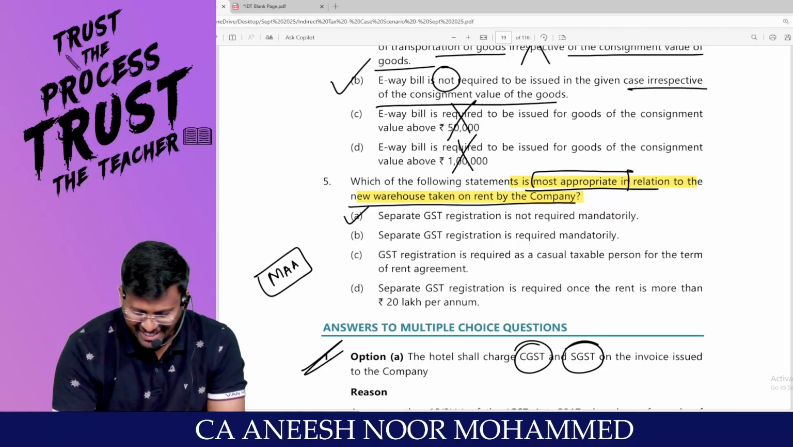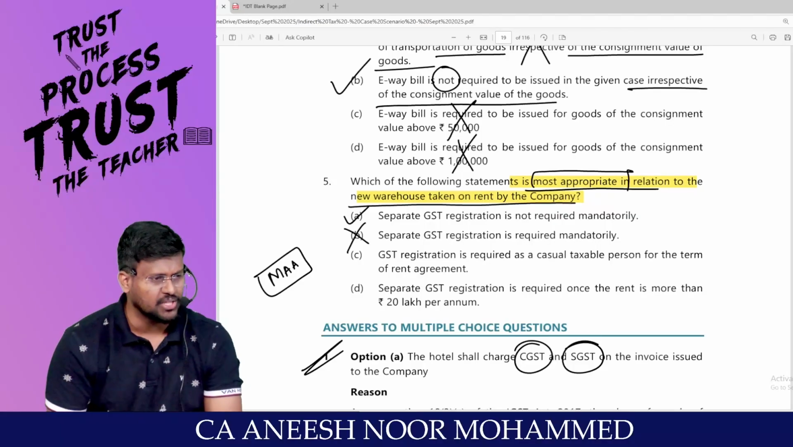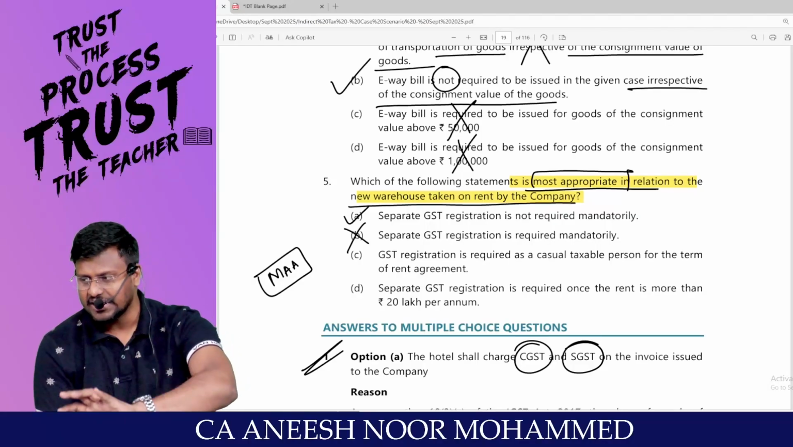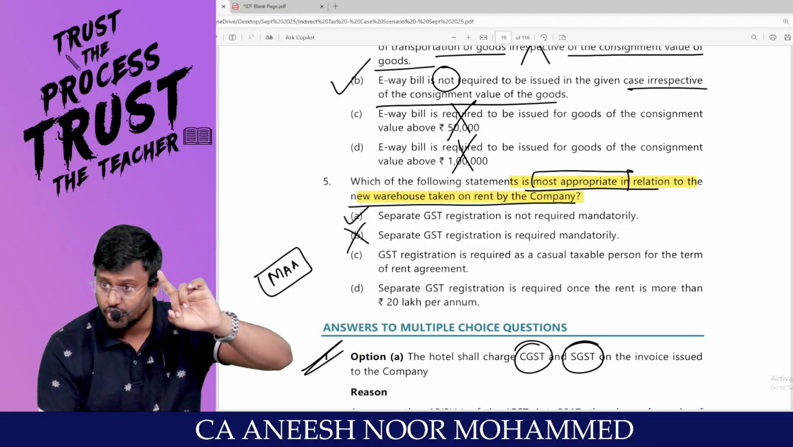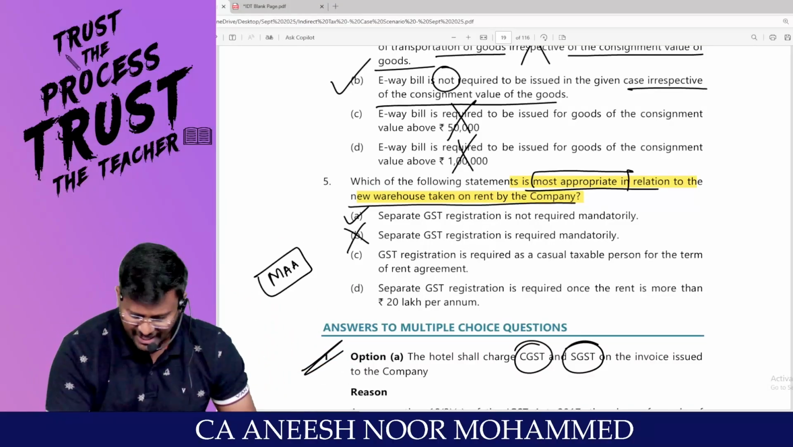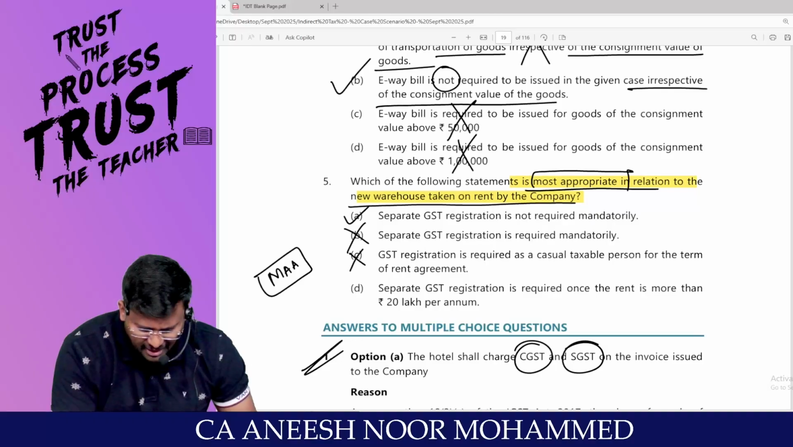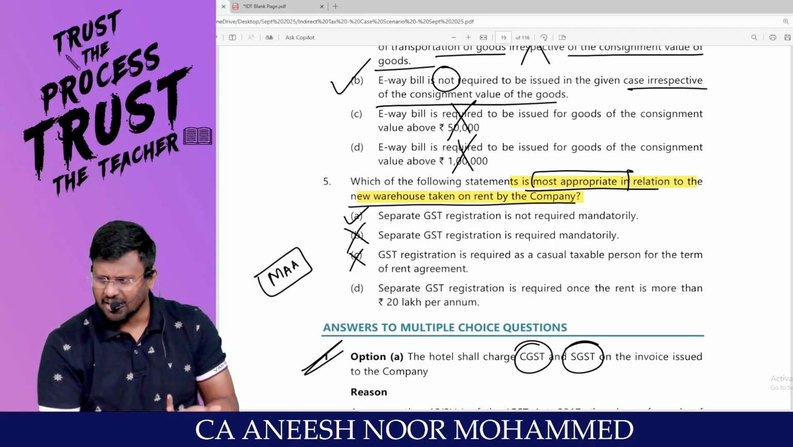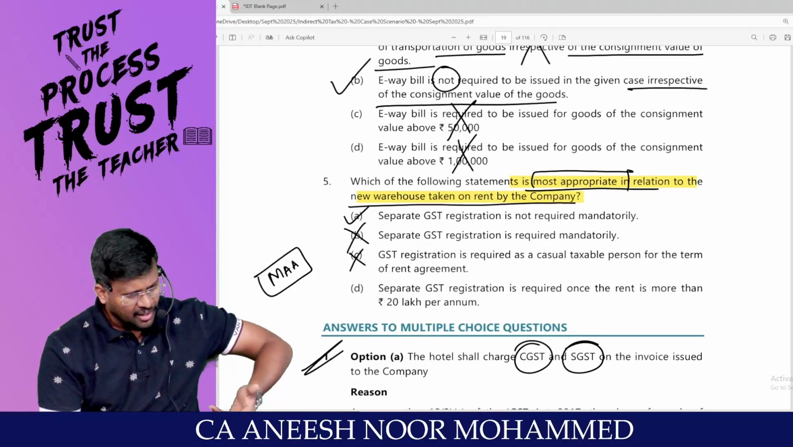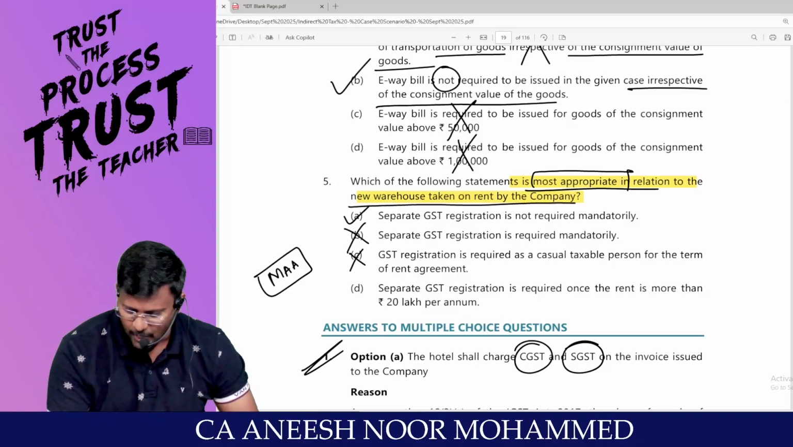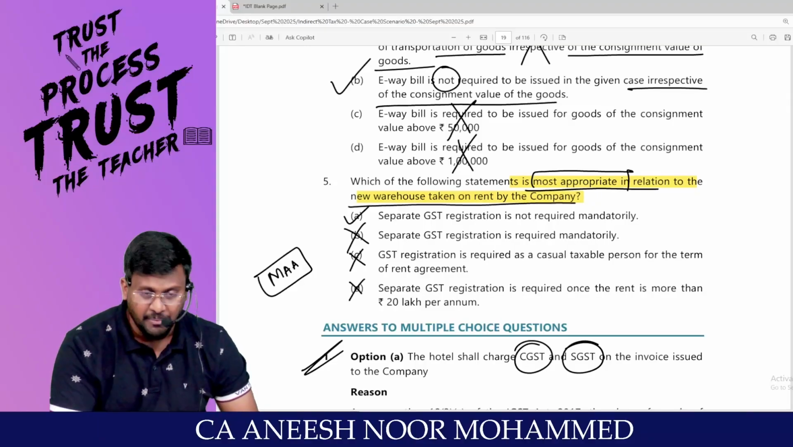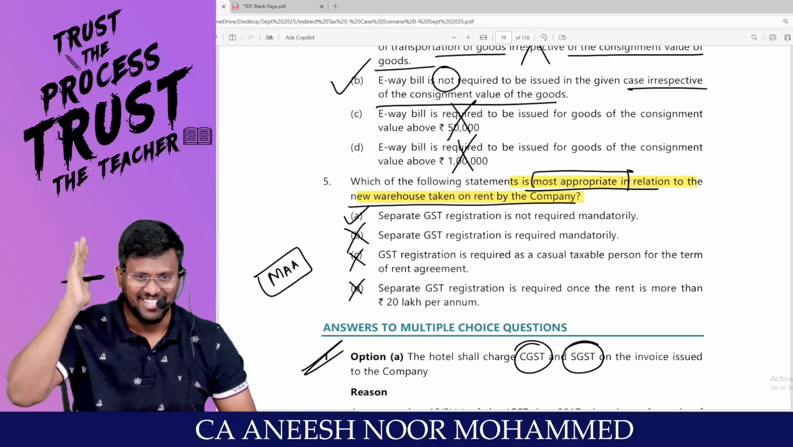Sir, separate GST registration is required mandatorily. No, sir. This is not a unit which is situated in SEZ or other than SEZ. For that only, separate registration is mandatory, right, sir? GST registration is required as a CTP for the term rental agreement. No, sir. How will it be CTP, sir? He is already having a registration in Delhi. Separate registration is required once the rent is more than 20 lakhs per annum. Sir, that supplier has to take the registration, sir, not the recipient.